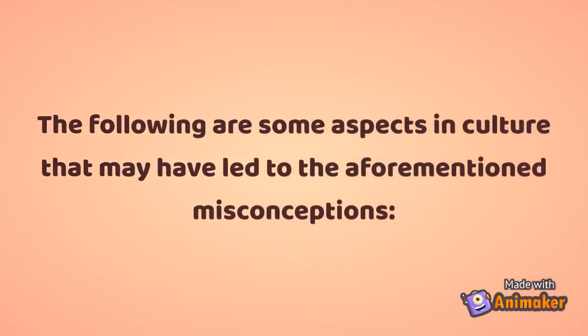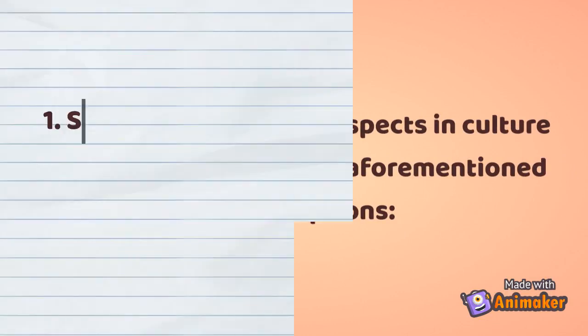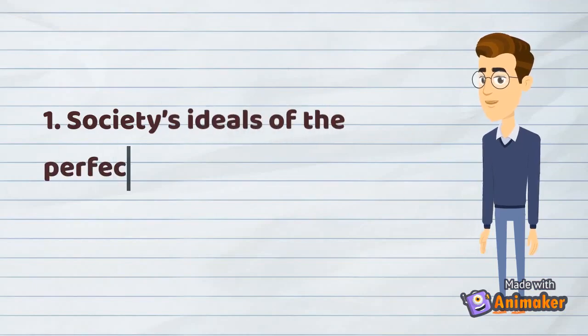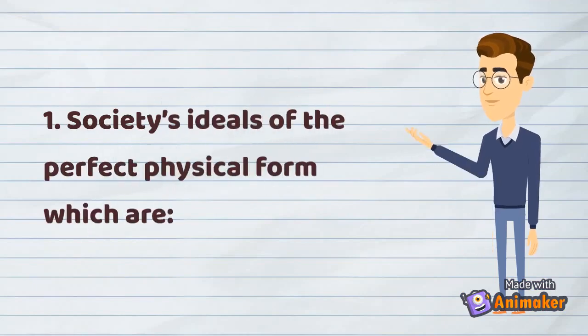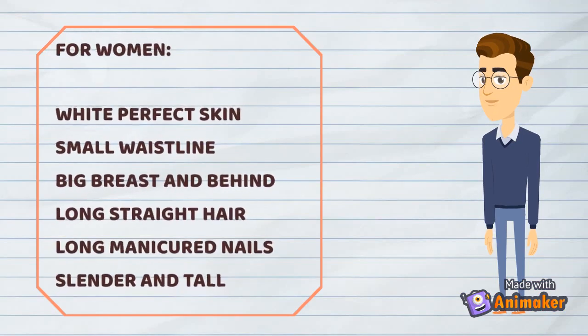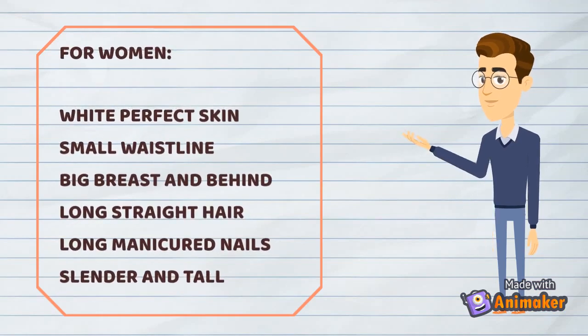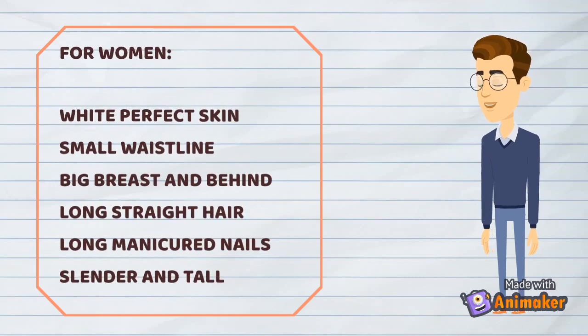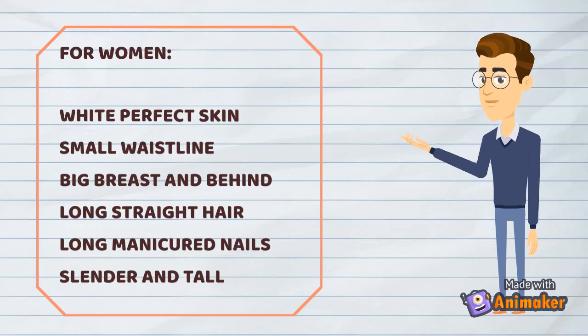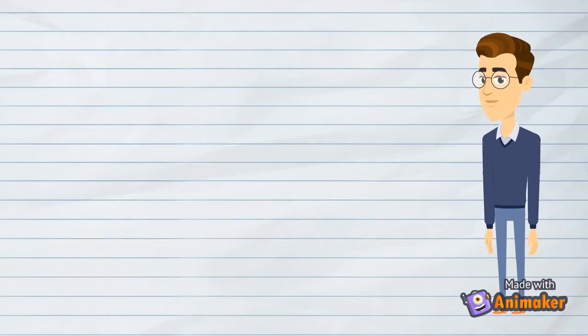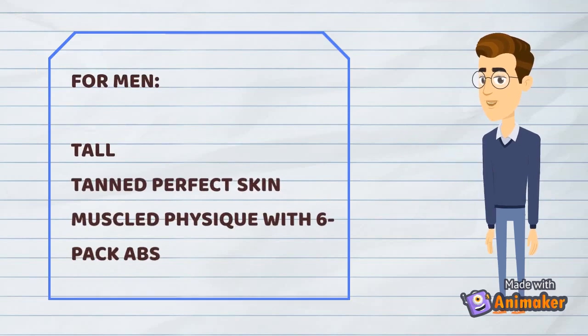The following are some aspects in culture that may have led to the aforementioned misconceptions. First, society's ideal of the perfect physical form, which are, for women, white perfect skin, small waistline, big breasts and behind, long straight hair, long manicure nails, slender and tall. And for men, tall, tan skin, muscled physique with six-pack abs.